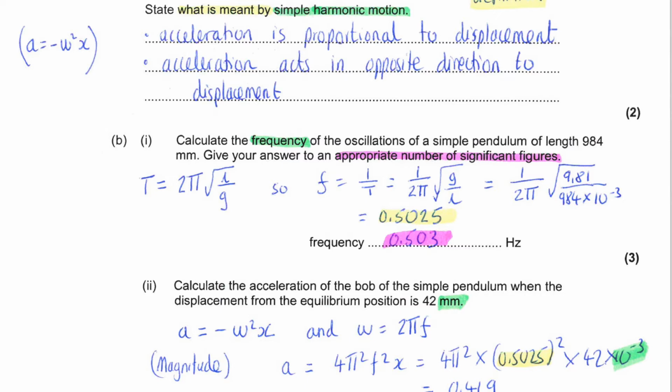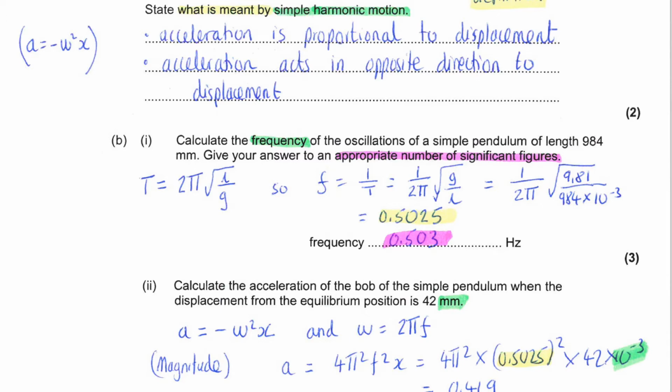This always involves two parts. If you look on the data sheet, you will find this equation, which is really the definition in a summary form, and you need to convert that into words. So you can see from the equation that the acceleration is proportional to the displacement. The second point is indicated by the minus sign in the equation. This tells us that the acceleration acts in the opposite direction to the displacement.